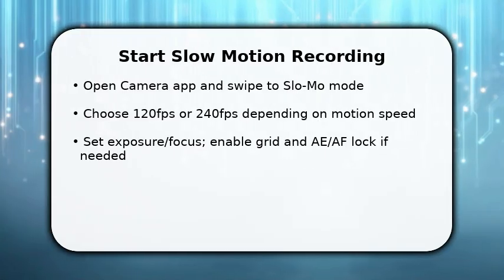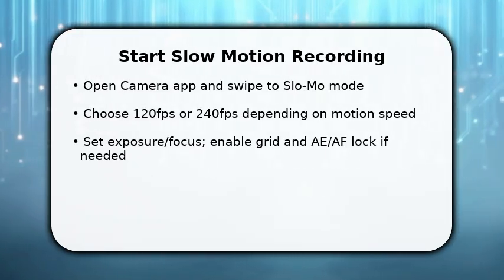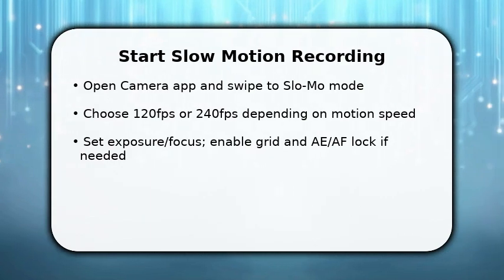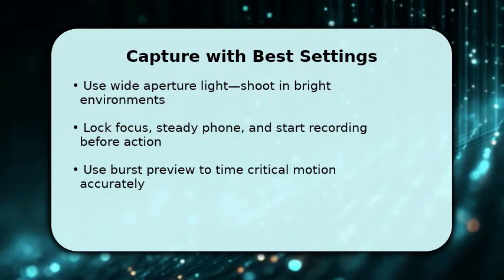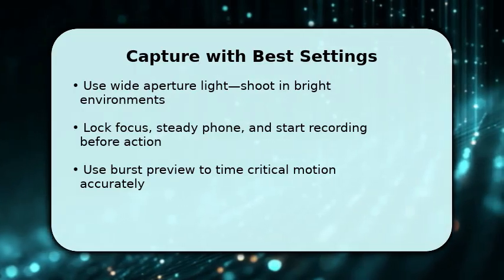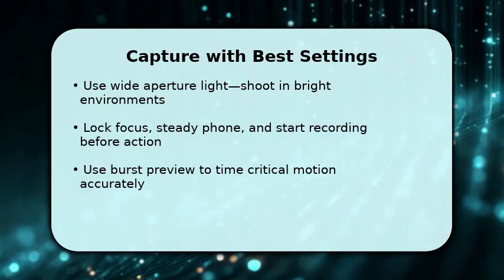Make sure orientation and framing match your intended crop. Shoot horizontally for 16:9 and keep the phone stable or use a gimbal. You want to maximize image quality by recording in bright light because high frame rates reduce per frame exposure.